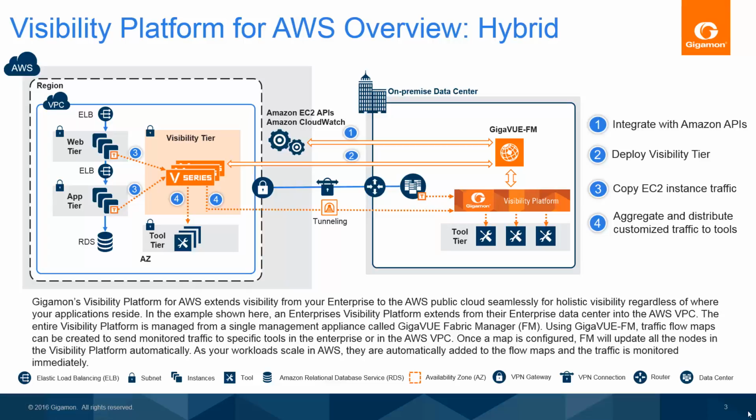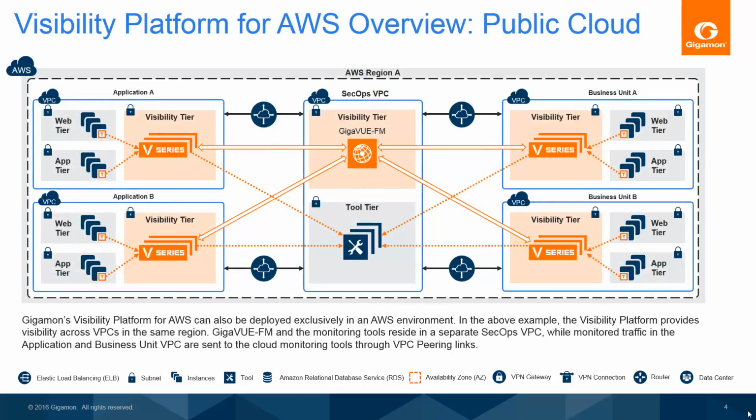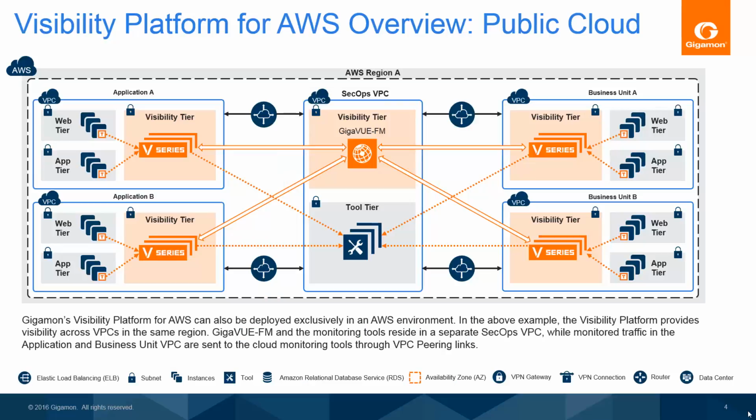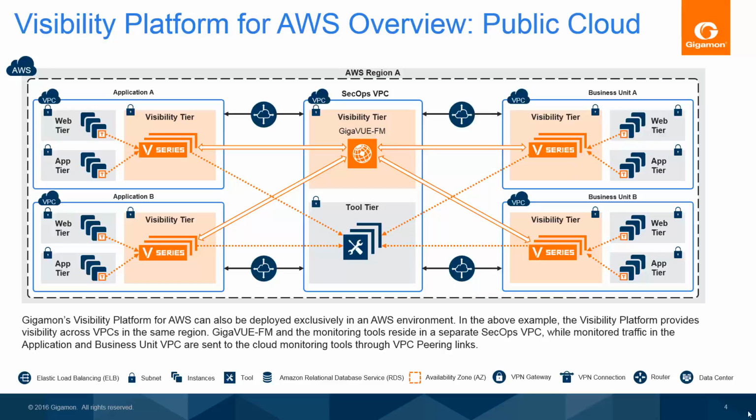Of course, this solution does not require that you have a visibility platform on your on-premise data center. In fact, the entire solution can run inside of AWS. In this example, you can see we have a SecOps VPC where we locate GigaView FM and we have the tools that we want to do monitoring with. Then your applications or business units can have separate VPCs that connect to the SecOps VPC via VPC peering.